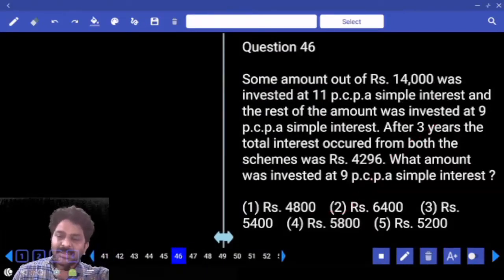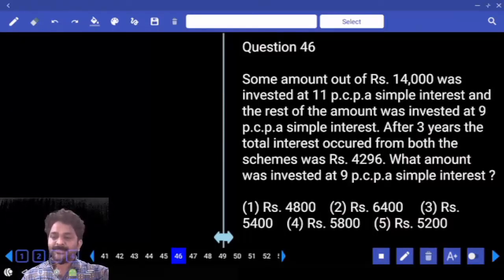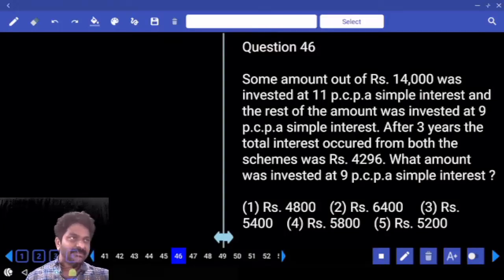Some amount of 14,000 was invested at 11% per annum simple interest and the rest of the money invested at 9% per annum simple interest. After 3 years, the total interest accrued from both the schemes was 4296. What amount was invested at 9% per annum simple interest? You can use linear equation.